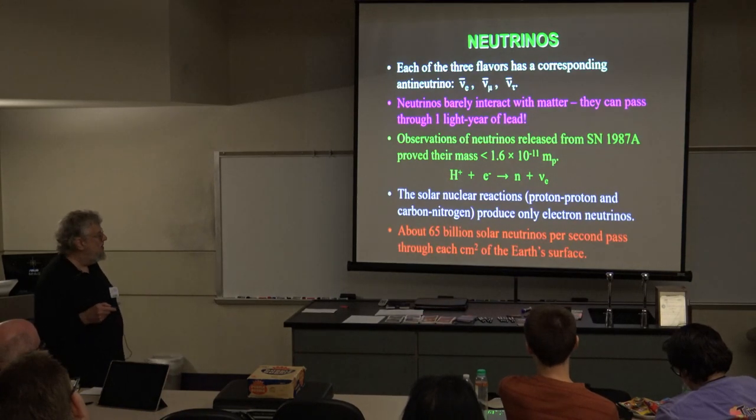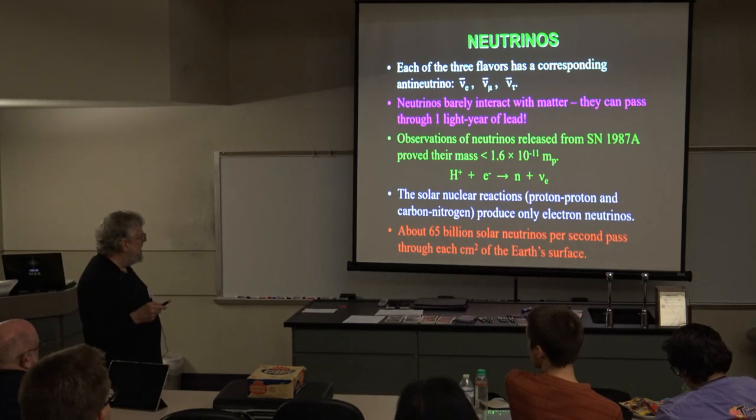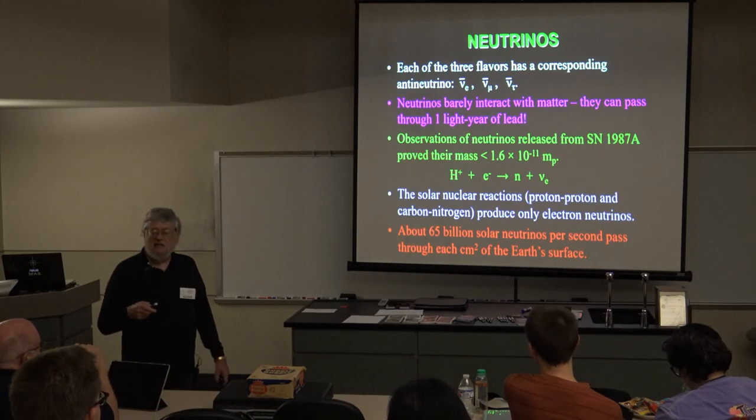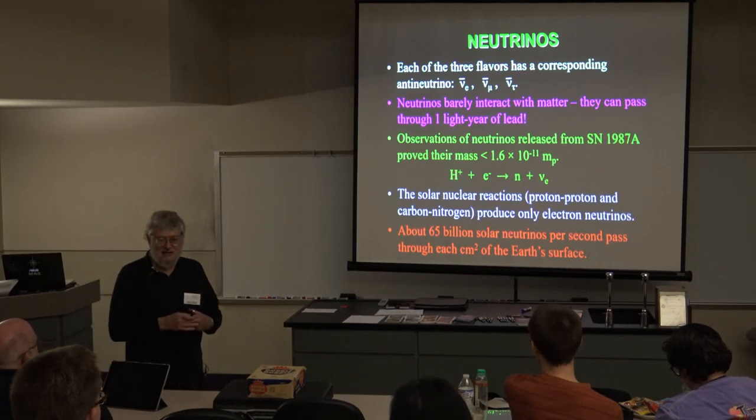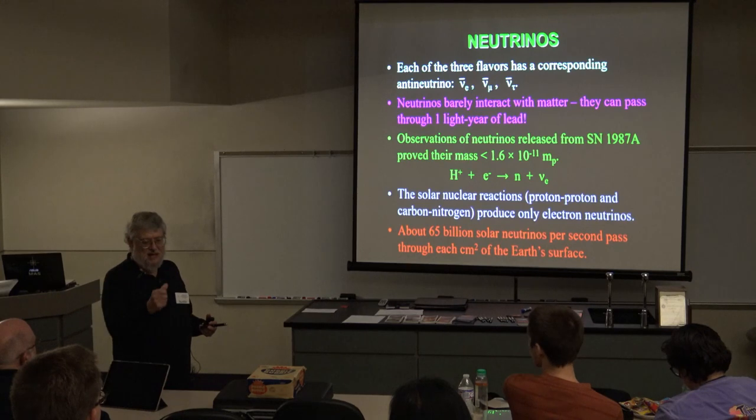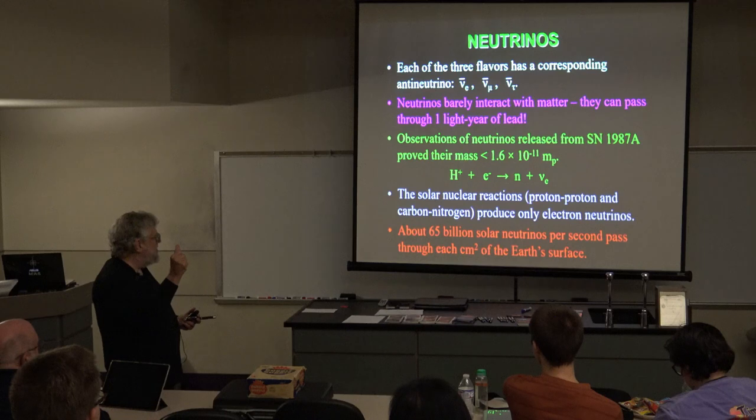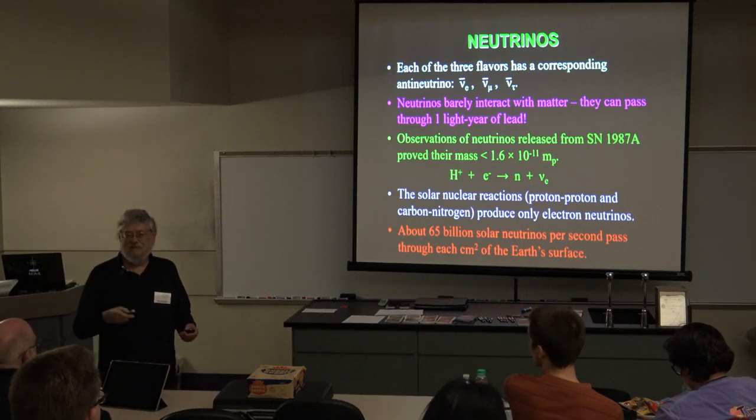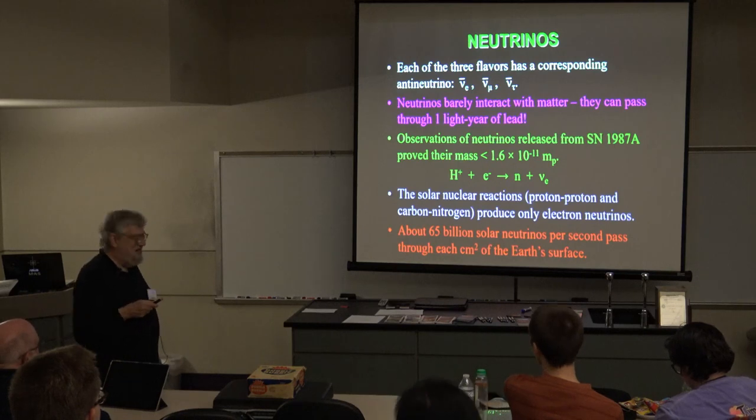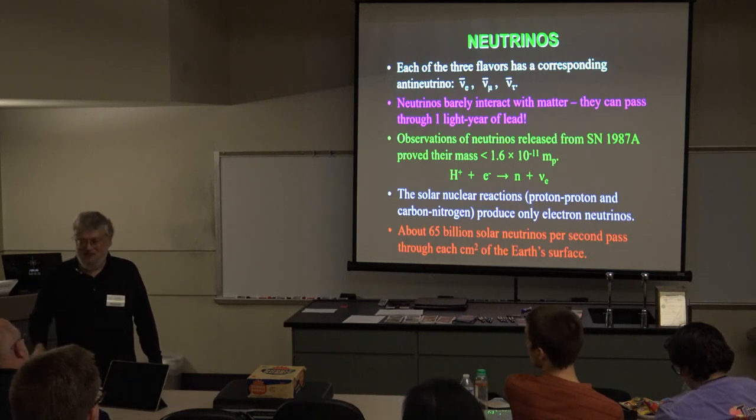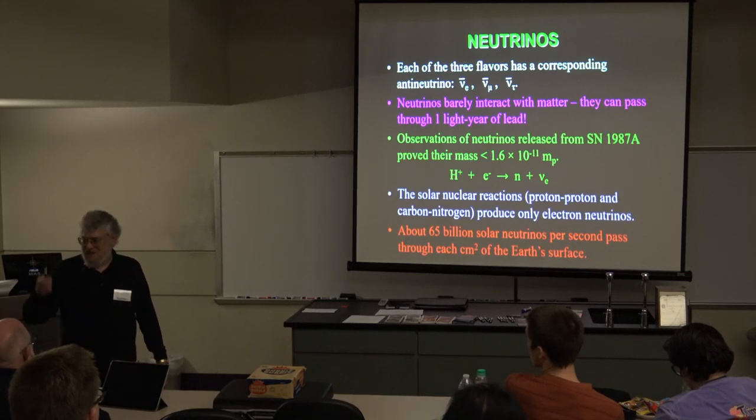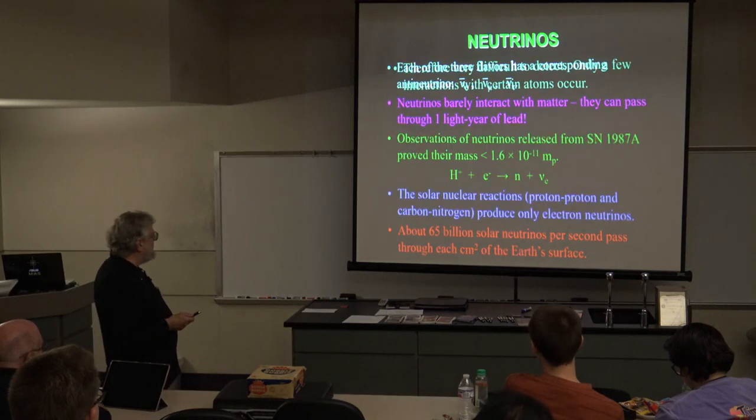About 65 billion solar neutrinos per second pass through each square centimeter of the Earth's surface. So if you go outside tomorrow when the sun's up and you hold your thumb up, your thumbnail's about 1 square centimeter, every second 65 billion neutrinos from the sun are passing through your thumbnail. And only a fraction less than that right now with the sun down. Right, they're just coming up the other way. Yeah, it's very close to that same effect, just coming up through the Earth from the other side.